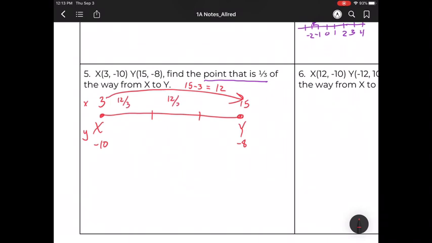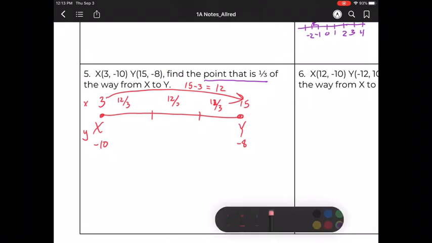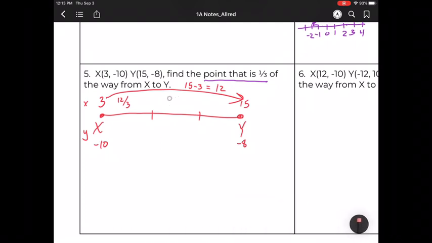And every one of these will be 12 thirds, or 12 divided by 3. Well, we know what that is. 12 divided by 3 is 4. So each of these is a length of 4 from the other one. So if I want a point that is 1/3 from x to y, meaning we're going this direction, that is this point. So I take my x value of 3, I add 4 to it, and I get 7. So I know the point for my answer has an x coordinate of 7.